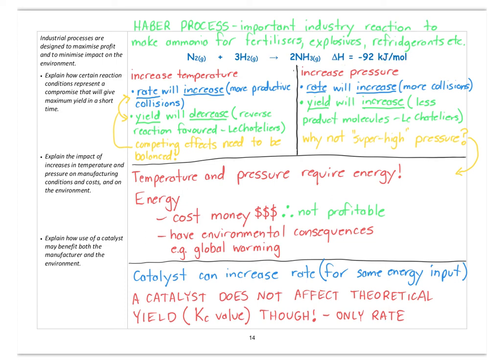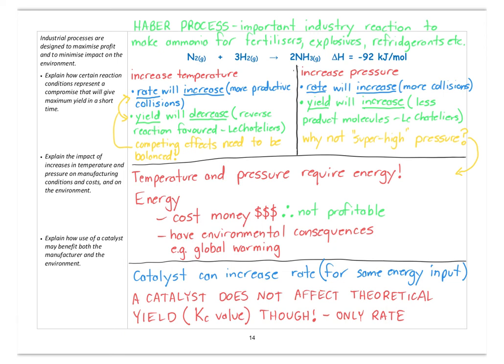If you heat it up, the reverse reaction will be favoured, going back to the reactants rather than the product ammonia, so we will get less products. So then we will get a lower yield. The yield will decrease because the reverse reaction is favoured due to Le Chatelier's principle that we talked about in the last subtopic. So we have two competing effects here.